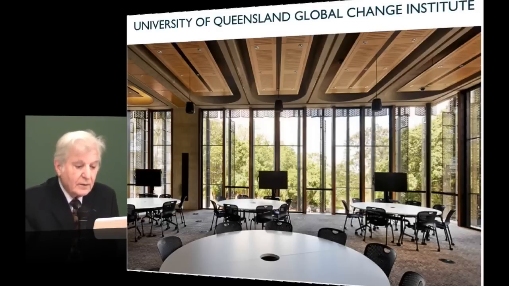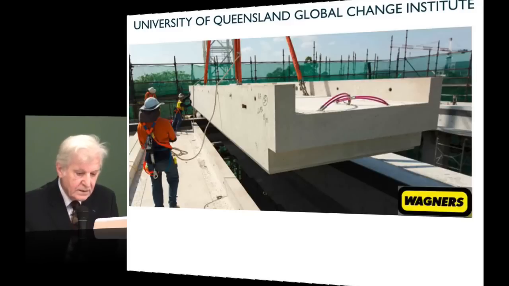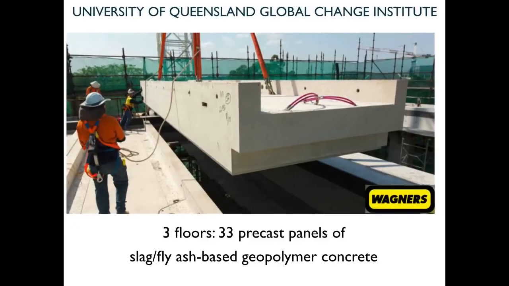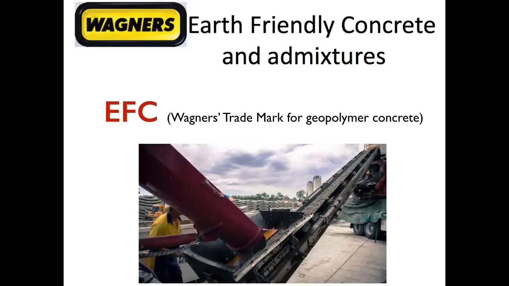This is how it looks now inside. The slabs are not covered with any paint, so they are naturally beautiful white. And these are the slabs, 10.5 meters long, that are put in place. Three floors, 33 precast panels of slag, fly ash based geopolymer concrete. It has been made by the company called Wagners, and they coined their product Earth Friendly Concrete.